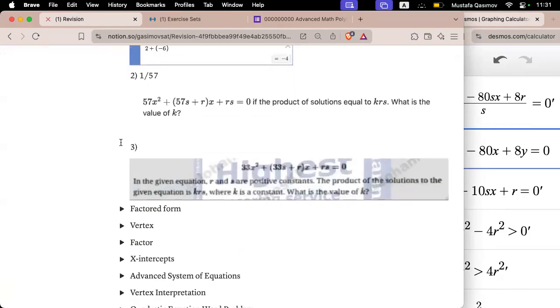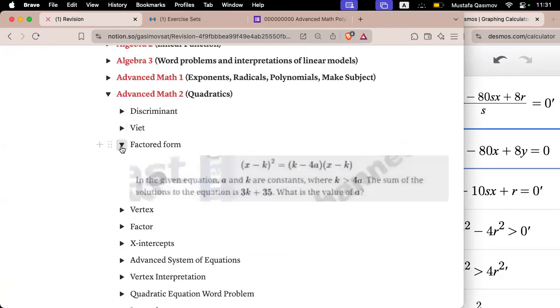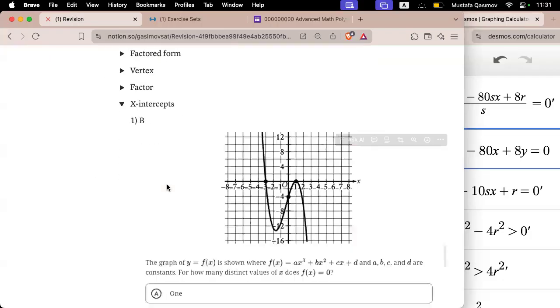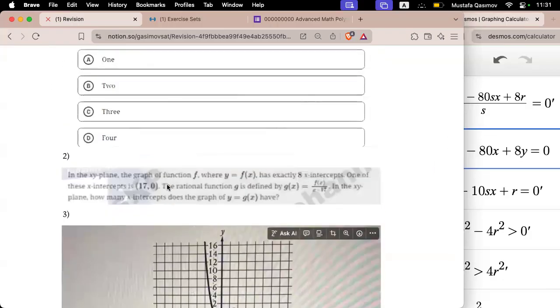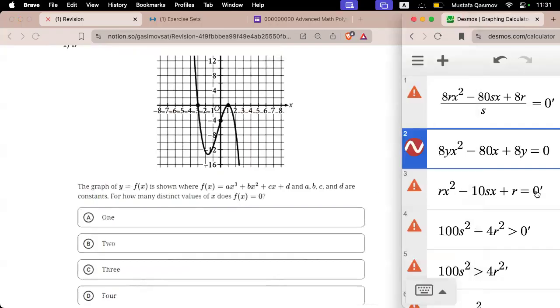Okay, we have V8. Actually, we talked about factored form. Let's look at the x-intercept. For the x-intercept, it is very simple actually. But we have a lot of synonyms for x-intercept. It is a problem maybe.